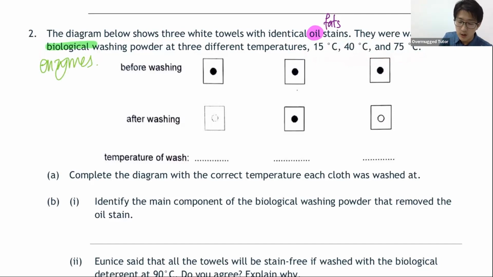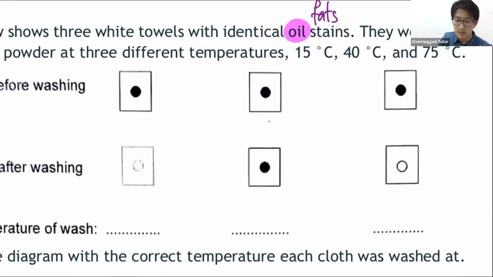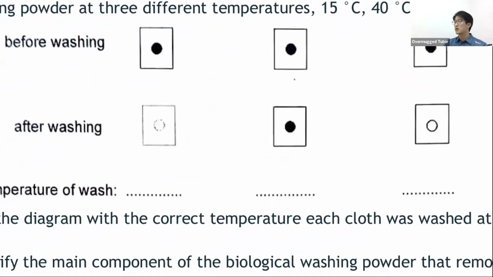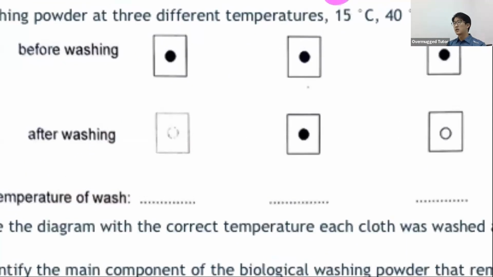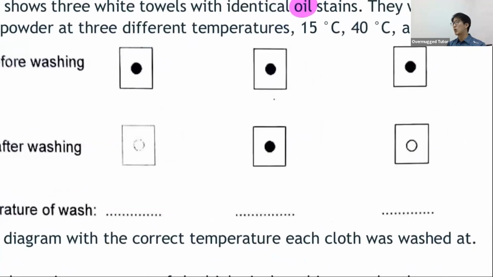So 15, 40, 75. How do we choose which temperature will result in the oil stain becoming the faintest? At which temperature will the enzyme cause the oil stain to be the faintest? The temperature that's closest to the enzyme's optimum temperature. If the question never states, we take the optimum temperature to be closest to body temperature. Our body temperature is 37, and hence here we're looking for 40. Very straightforward. First one, 40.